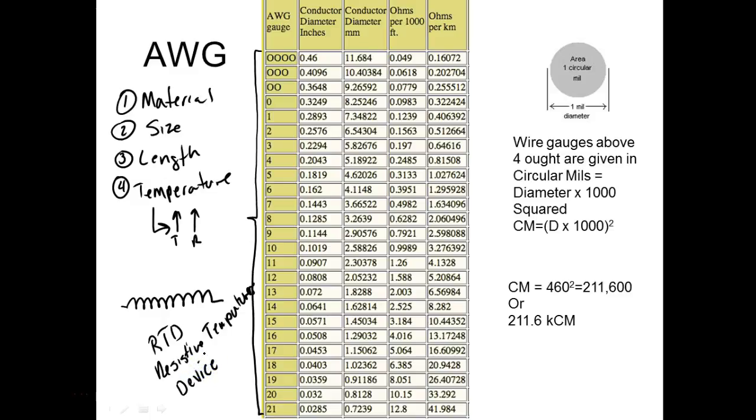Because it's directly proportional. The only problem we have with RTDs is they're real slow. They don't respond real fast. But if you're using something that doesn't need to respond real fast, then RTDs work real fine. Like your oven. Of course, your oven doesn't use RTDs, it uses thermocouples. But like your water heater. When you start heating up your water, it takes a while for the water to heat up, so RTDs work real good in there.